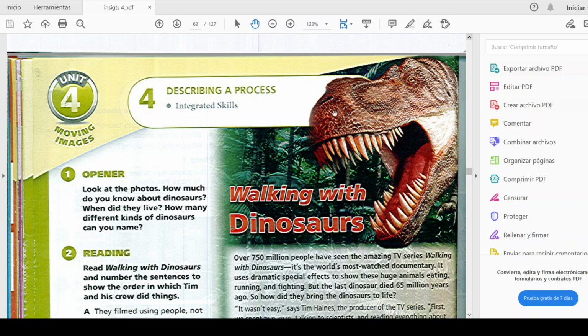Okay, walking with dinosaurs. As you can see, we have some interesting information about the dinosaurs here. This is like a reading for you. So the first activity that you are going to do is this, the opener. Look at these photos, and how much do you know about the dinosaurs? When did they live? How many different kinds of dinosaurs can you name?